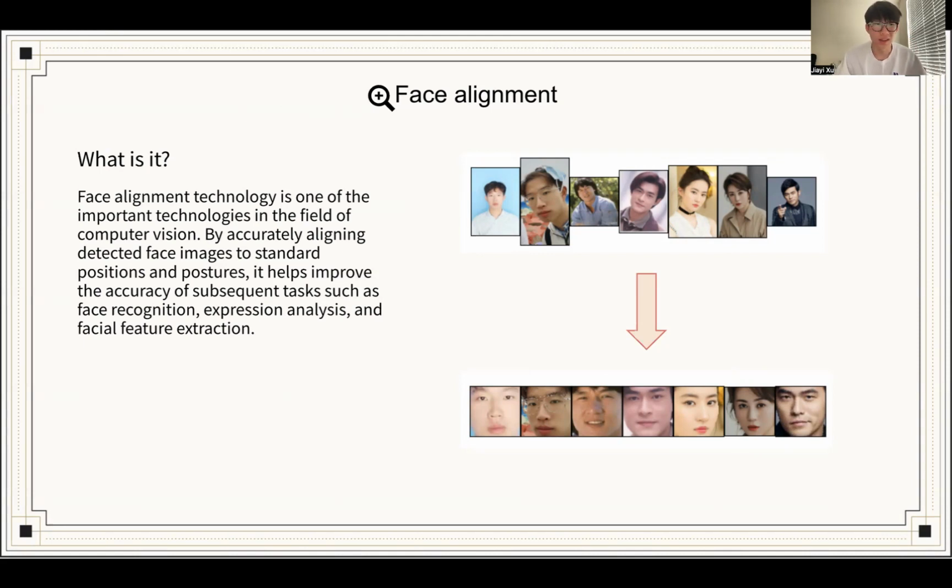By accurately aligning the detected face images to standard positions and postures, it helps to improve the accuracy of subsequent tasks such as face recognition, expression analysis, and facial feature extraction. Face identification is also an important part, because we don't want the variation in the background images to affect the accuracy of our detection or identification. So this is basically what it is.